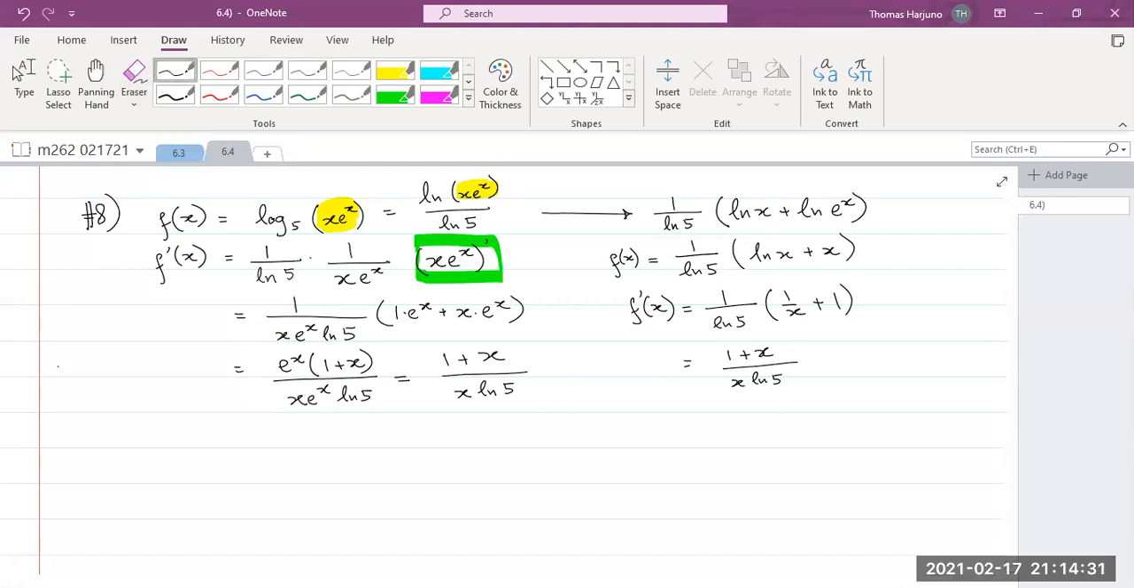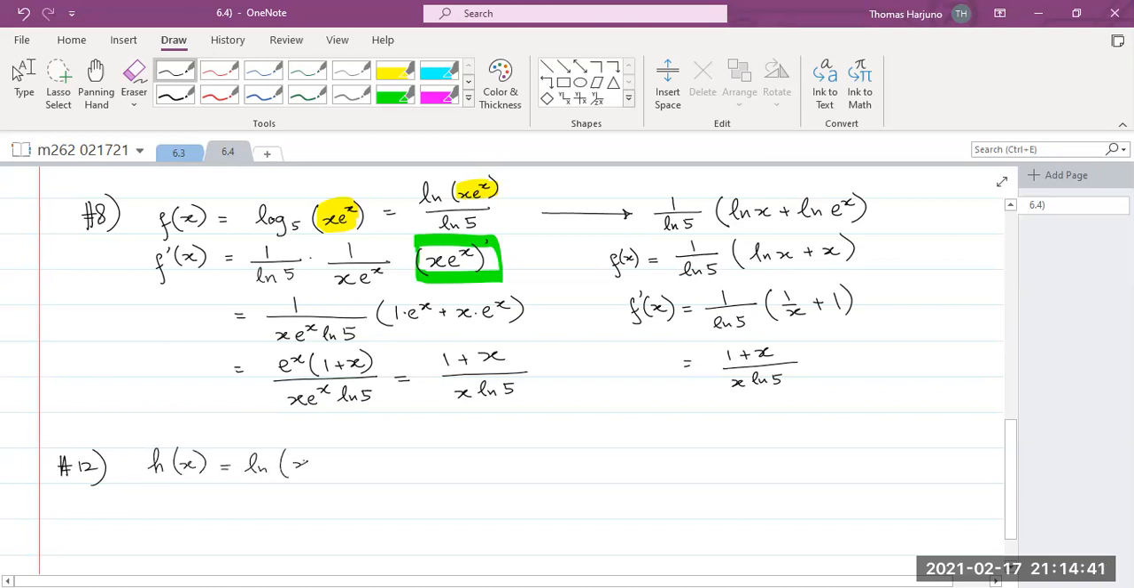Number 12, maybe. That thing looks strange. h(x) equals natural log of x plus square root of x squared minus 1. I have a chat message coming in, number 16. Okay, I will do it after this one.